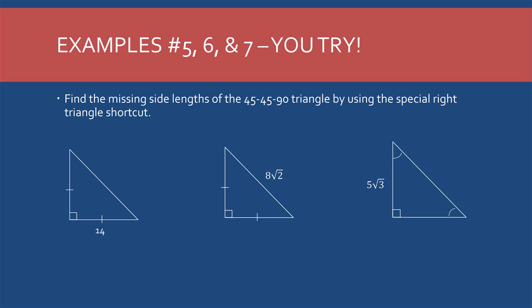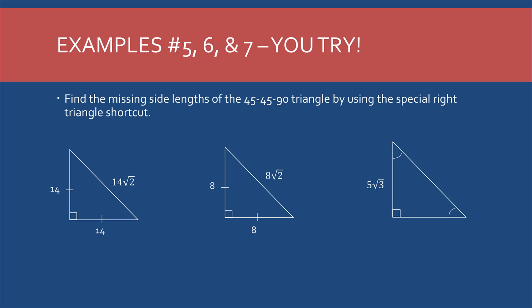Let's check our answers. So that first triangle, we need to fill in the missing side length of 14 because they are congruent. And we know that the hypotenuse is going to be the side length with the square root of 2, making it 14 square root 2. Our middle triangle gives us the hypotenuse length of 8 square root 2. So we need to find those legs, those congruent leg measures. If the hypotenuse is 8 square root 2, we're going to just divide or remove that square root of 2, giving us lengths of 8 for each of those congruent legs.